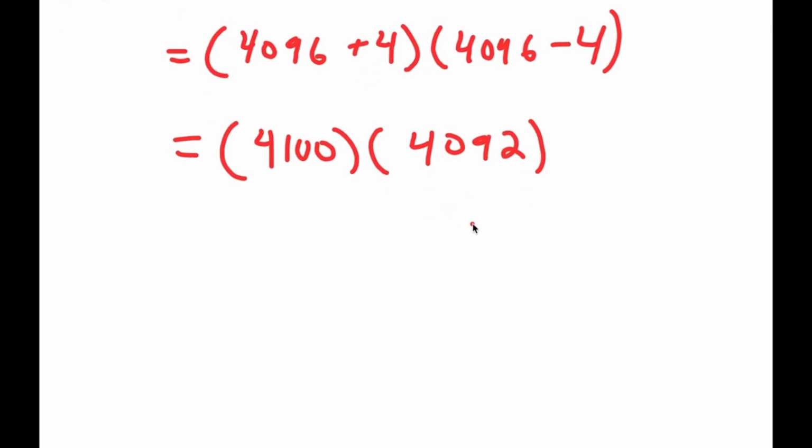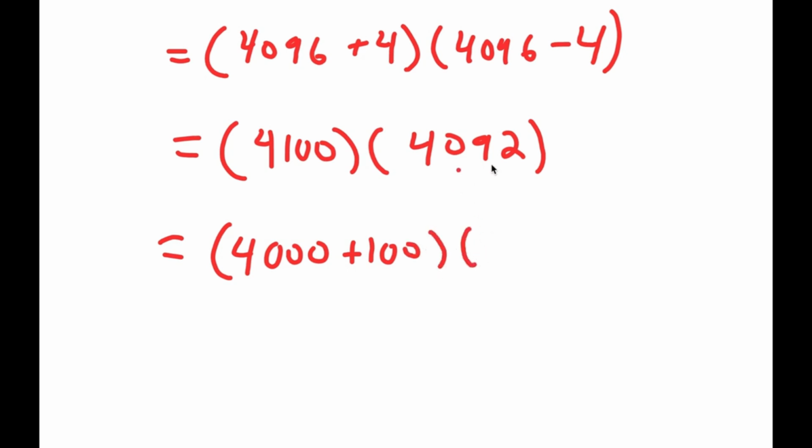And now we have to find a way to solve this without a calculator, because the first method everyone would think of is just doing it normally, right? But this is wrong because it's going to take way too long, and we need a more efficient method. So how are we going to multiply these two quickly? Well, what we can do is rewrite 4100 as 4000 plus 100, and we write 4092 as 4000 plus 92.